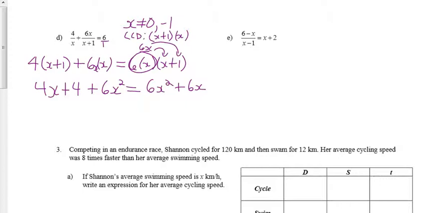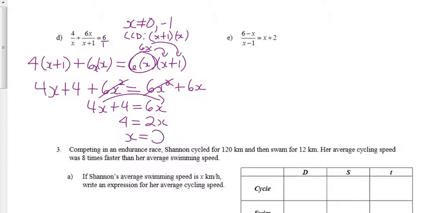Okay, so life will now be easy and simple, right? Because what we're going to do is subtract 6x squared from both sides. And we just cross them off, really. What you're doing is just saying, let's subtract 6x squared from both sides, so they're gone. So now we get 4x plus 4 equals 6x. Let's move this over. We'll get 4 is equal to 2x, and so x is equal to 2, which isn't 0 or negative 1.